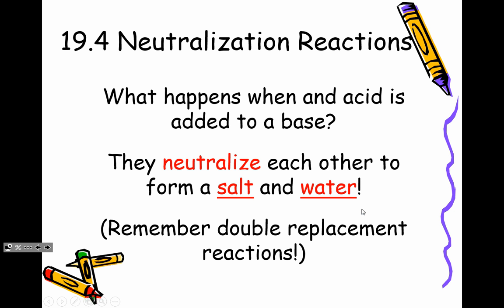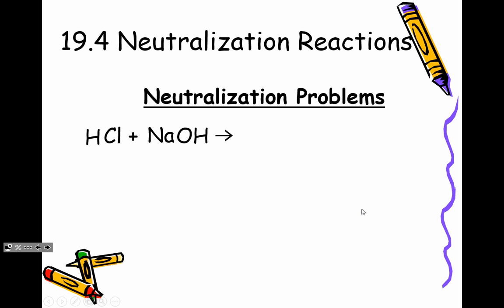Well, this is something we talked about way at the beginning of the year. We got into lab safety, and we talked about when we have acids and bases, we'll always have a weak form of their opposite to neutralize them with to make it safe. So they neutralize each other to form a salt and water. And remember, what we're really looking at is double replacement reactions, one of the reaction types we looked at the very beginning of the semester.